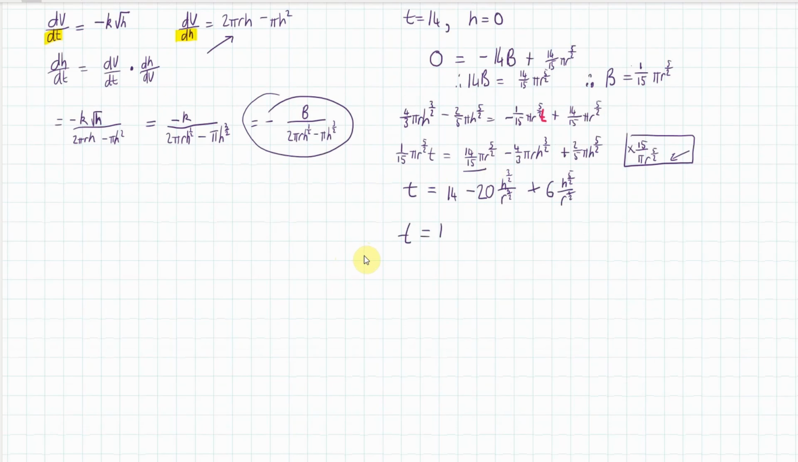T equals 14 minus 20. Now, notice that we've got h and r both to the 3 over 2, so I'm going to go h over r to the power of 3 over 2, and then plus 6, and again I've got h over r, and they're both to the 5 over 2, so I'll go to the 5 over 2, and that would be my final answer.